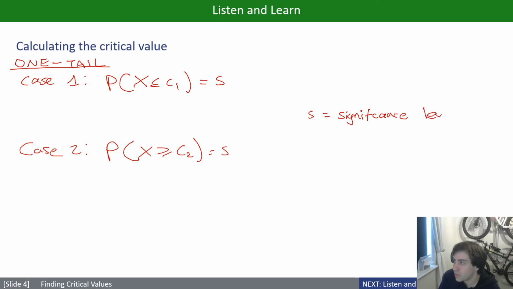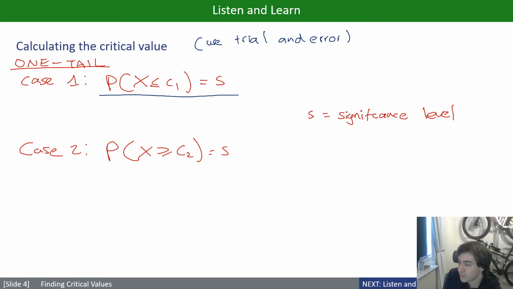Now, you might already have some idea on how you're going to calculate this. Unfortunately, at this stage, there is a smart way to do it and a slightly simplistic way to do it, and we're just going to learn the simplistic way for now. And that simplistic way is to use trial and error. So let's pick one. Let's say we're going to do this one here, case 1.